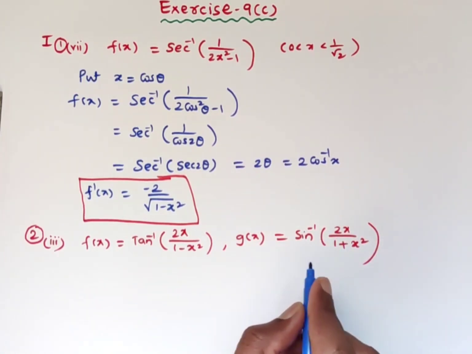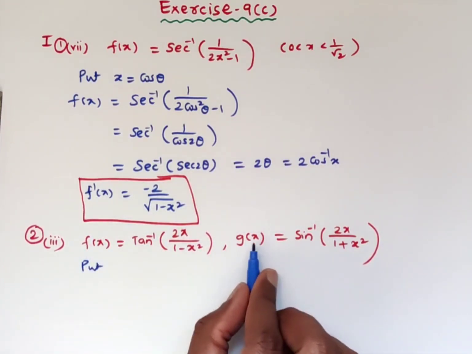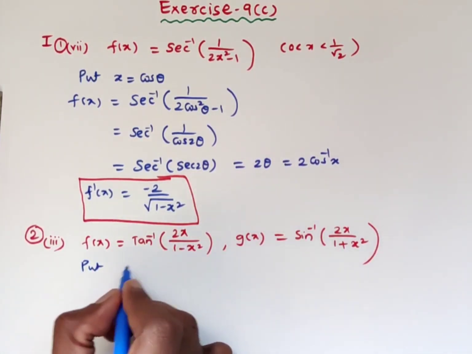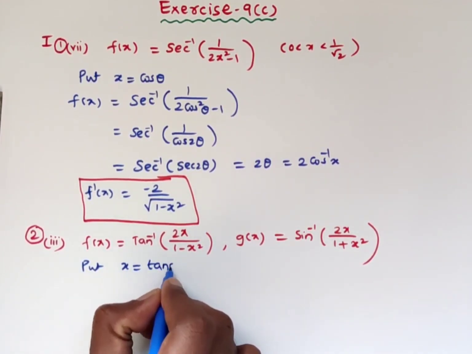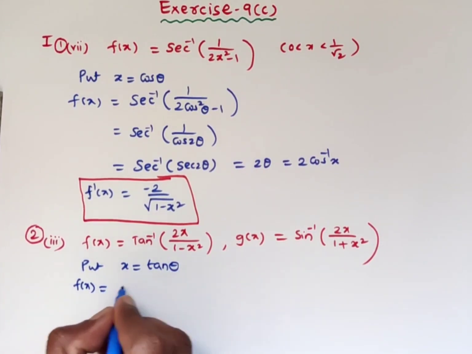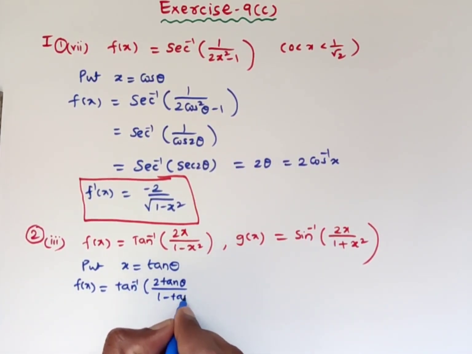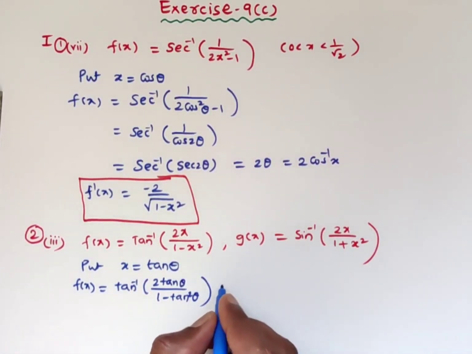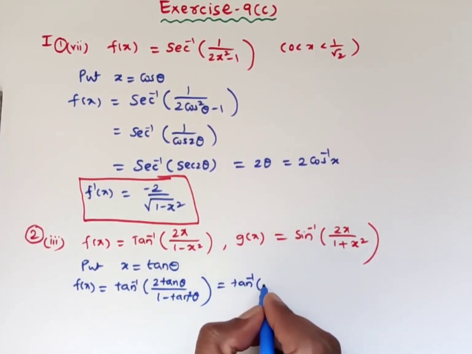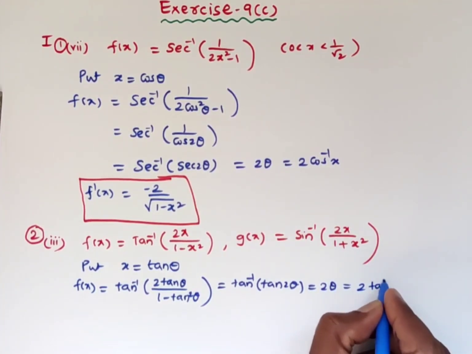The sin 2 theta formula in terms of tan is there. So better go with substitution. But what do we have to find? Here we need to find the derivative of f with respect to g, meaning df by dg. So first you need to simplify this by substitution. For f and g, put x equals tan theta. Both the substitutions are tan theta only. Then f of x is tan inverse of 2 tan theta by 1 minus tan square theta. So this is tan inverse of tan 2 theta, since 2 tan theta by 1 minus tan square theta is tan 2 theta. So this is 2 theta, meaning it is 2 into tan inverse of x.